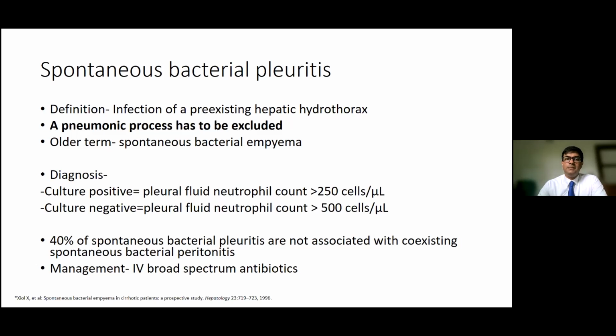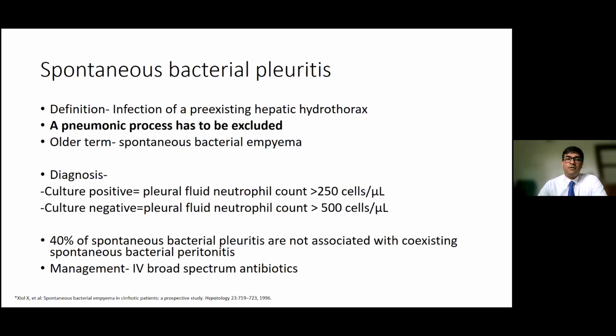Because if it is a pure and simple hepatic hydrothorax, the effusion would be a transudative effusion due to fluid transit from the ascitic peritoneal cavity into the pleural cavity through the defects in the diaphragm. However, this hepatic hydrothorax has got secondarily infected. In that case, we term this as spontaneous bacterial pleuritis.